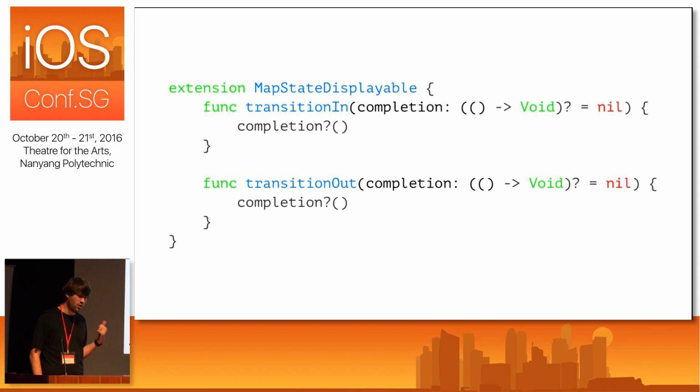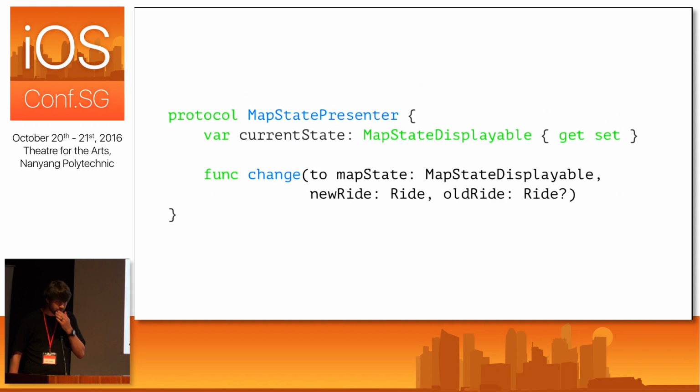So all of our child view controllers conform to this protocol, and now we have another protocol that actually handles the presentation of these. MapStatePresenter takes a MapStateDisplayable, as you might expect, and the ride models and decides whether or not it should switch to the new state, which isn't always true if the ride hasn't changed.